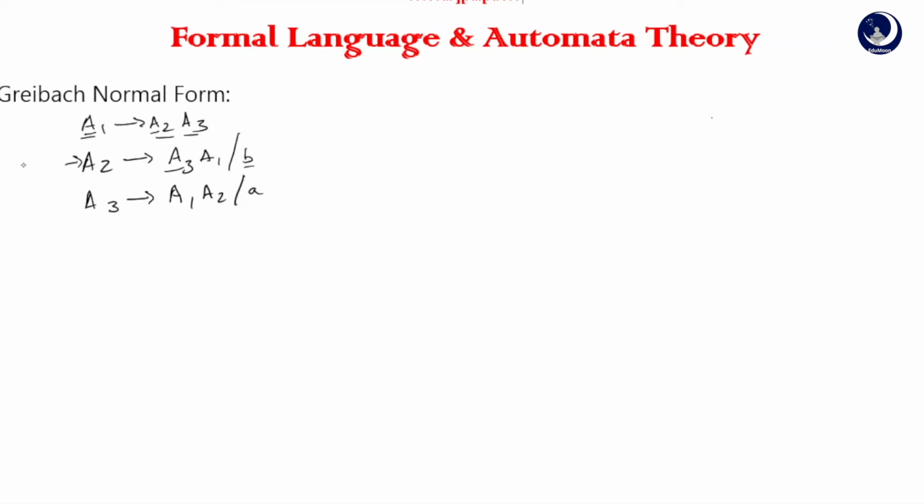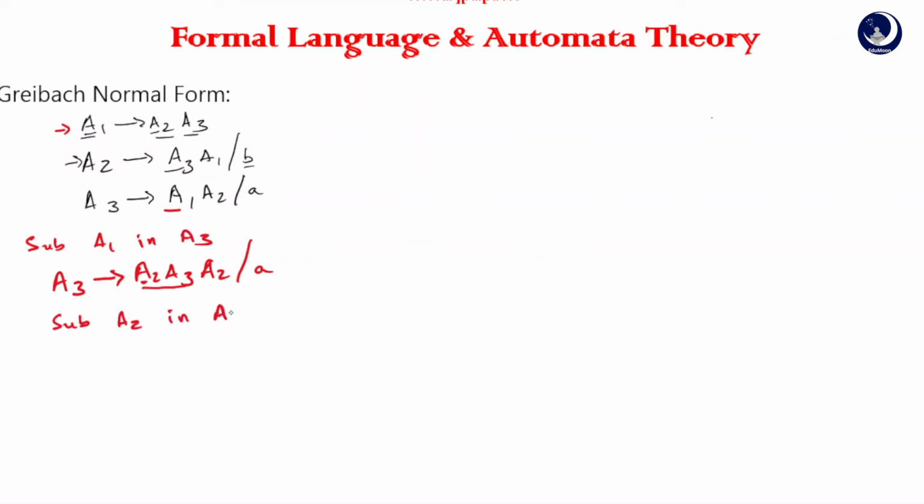First of all, we substitute the value of A1 in A3, because the starting variable here is A1. Using the first lemma, the substitution lemma, we substitute A1 equal to A2 A3, and we also had A2 here by A. So this is the result of substituting A1 here. Again the starting variable here is A2, so we substitute A2 in A3 now.